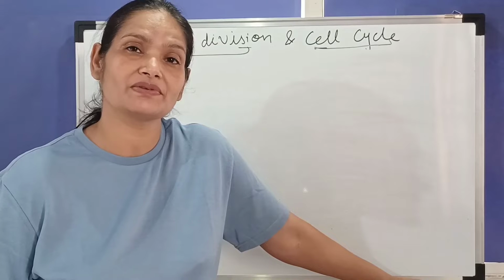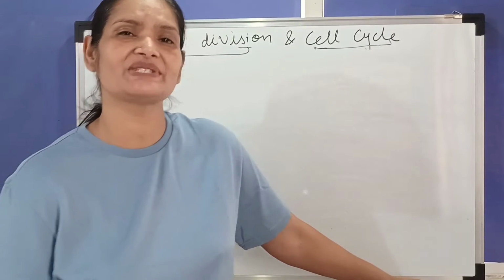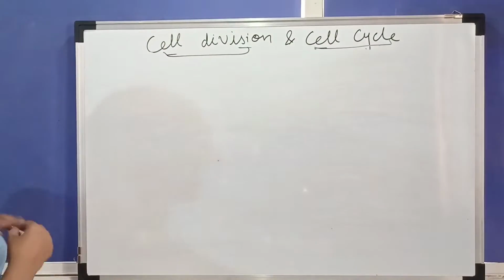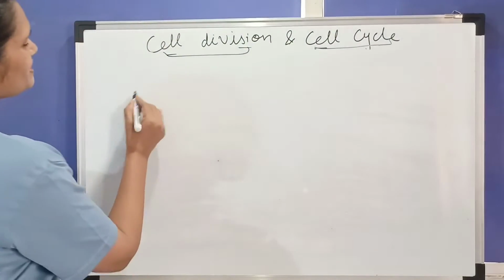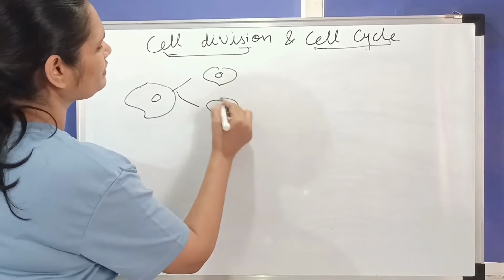So how are they formed? We know that cell fission, binary fission takes place, which is basically a kind of cell division. So what is cell division? Cell division is when from a parent cell two daughter cells are formed.